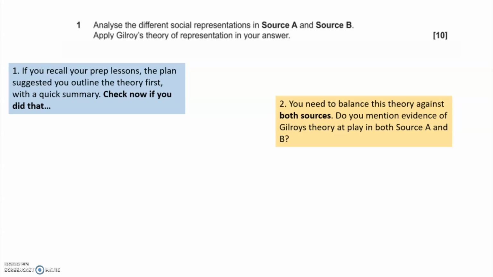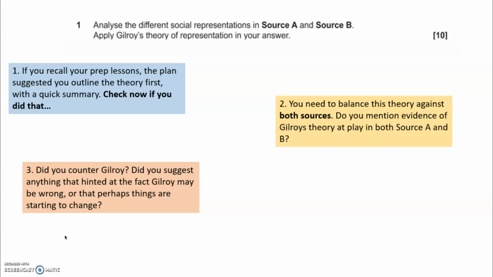So you need to have a look. Go through your answer again now, pause again if you need to, and check: do I mention specifically where I see this example happening in source A, and do I mention how it is portrayed in source B? Have I done that with both sources? Okay, if you did do that, that's the kind of balance the essay needs. If you didn't, again, that's something to note down: next time, I need to make sure I reference both sources in light of the theory.